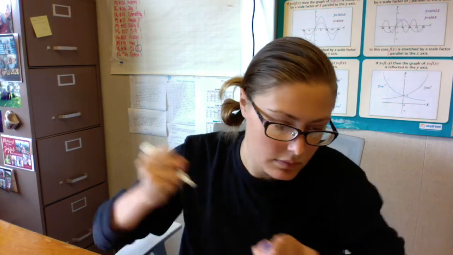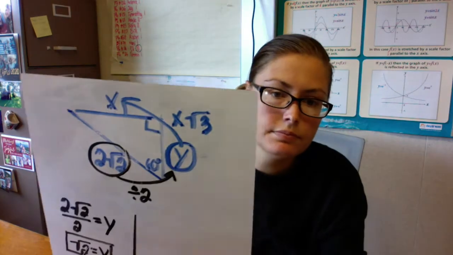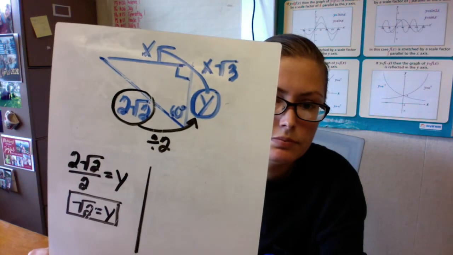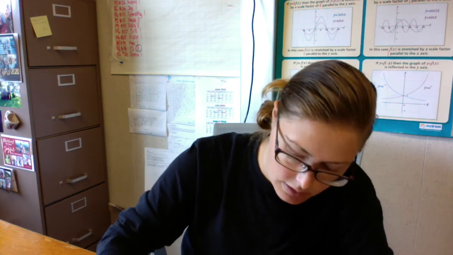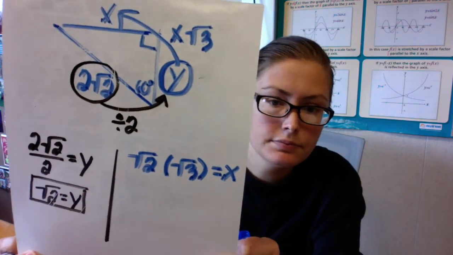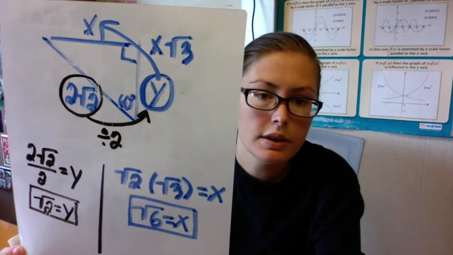Now we need to find x. So we're going to multiply by the square root of 3. So we have the square root of 2 times the square root of 3. It's going to equal x. So the square root of 6 is equal to x. That's number two.